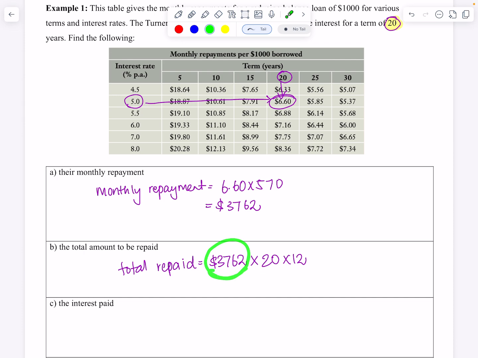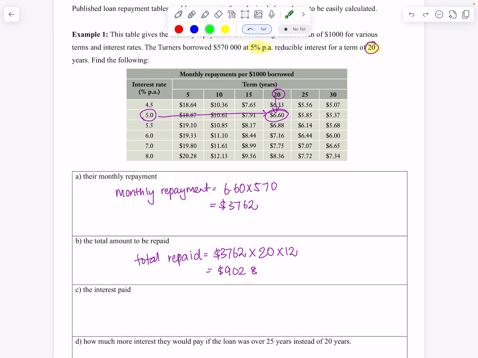So $3,762 times 20 times 12 months, 240 months. So that is going to equal $902,880. So for a $570,000 loan, the total repaid was $902,880.